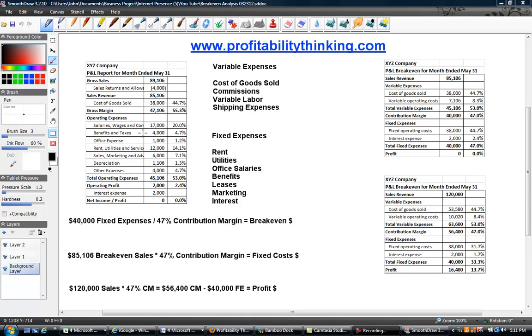The income statement, sometimes called the profit and loss statement, answers the question, did my business make a profit? It consists of revenue minus cost of goods sold if your business happens to sell products, minus operating expenses equals a profit or a loss. An example of an income statement is in the upper left-hand corner.